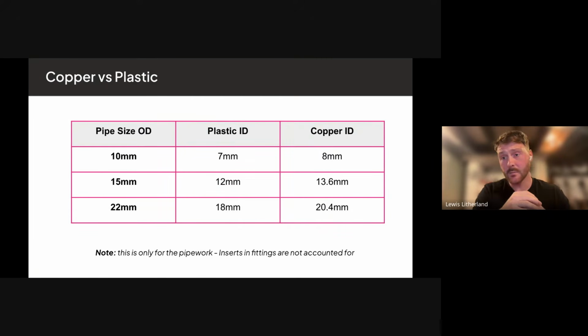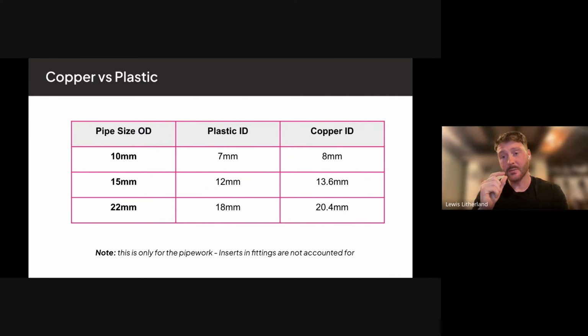You've got 7 millimeters internal diameter on 10 mil plastic pipe work. Copper, it drops down to 8 millimeters. So you've got an extra millimeter if you're using copper 10 mil. 15mm pipe: on plastic, you've got 12 millimeters there, copper 13.6. I feel like I'm just reading off the screen here. Sorry, it's really boring. 22, you've got 18 on plastic, and you've got 20.4 on copper. All I'm trying to emphasize is that wall thickness on plastic.